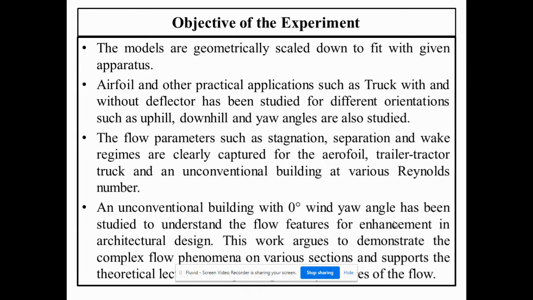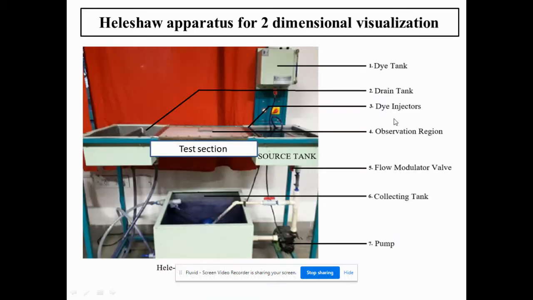And here we have a simple Hele-Shaw apparatus. Let's understand how the working of this Hele-Shaw apparatus goes on. Here we have a tank, and this is a collecting tank. The collecting tank is initially filled with water, and there is a pump, and water is taken by the pump and delivered to the source tank. And there are two valves connected here. One valve is a drain valve. The other is a modulator valve. The purpose of these two valves is to regulate the flow coming onto the source tank.